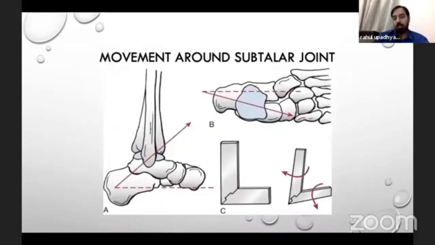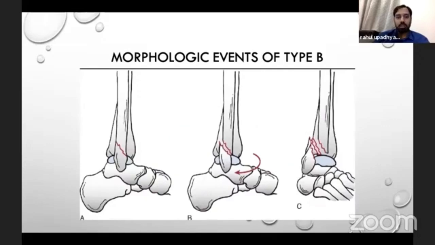So if we see the morphological events of this type of injury, again, it starts laterally. There is a failure of the lateral structure. The force again continues posteriorly. There is a failure of the posterior structure, and finally it ends medially, leading to the medial malleolus fracture.